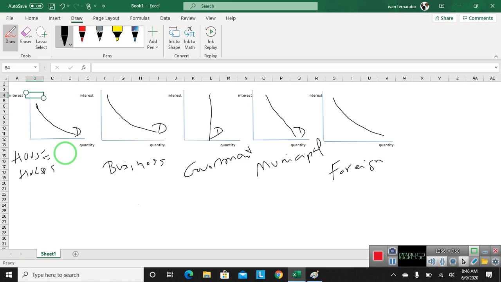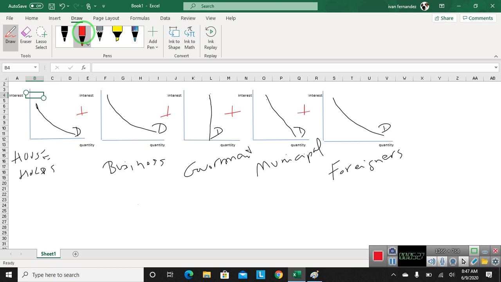Okay, foreigners. They too demand US dollars because they can borrow US dollars from the United States if they have the ability to do so. And just like households and businesses, the lower the rate, the more they will demand. So these five forces of demand, this is what's behind the demand for money at any time.